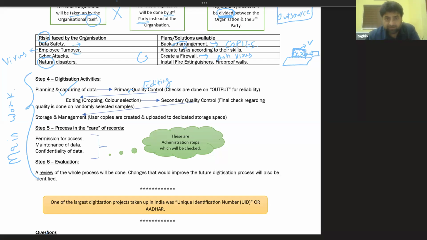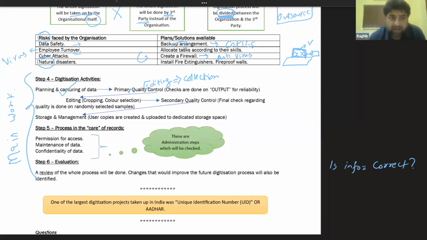Editing for the purpose of collection. Primary quality control checks are done on output for reliability. Whatever information you have collected, is it correct? So that question is: is the info correct? This is the second stage.